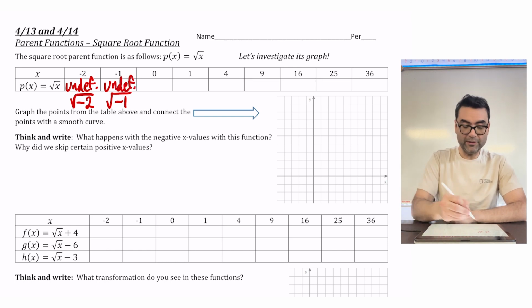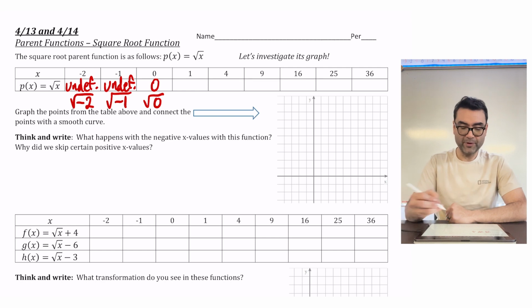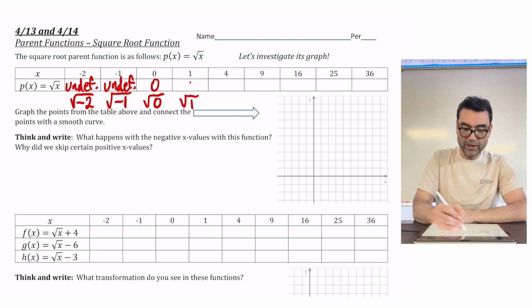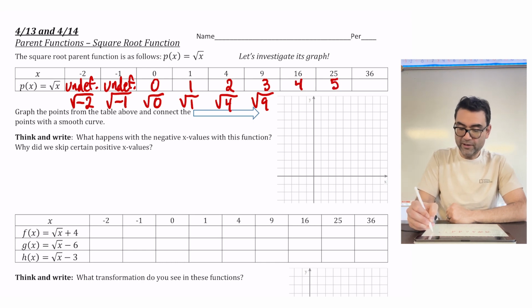But as soon as we get to 0, you can take the square root of 0, and the square root of 0 is 0, because 0 times 0 is 0. And we continue, the square root of 1 is 1, the square root of 4 is 2, the square root of 9 is 3, and we have our squares that I gave us in the x values here, so this would be 4, 5, and 6.